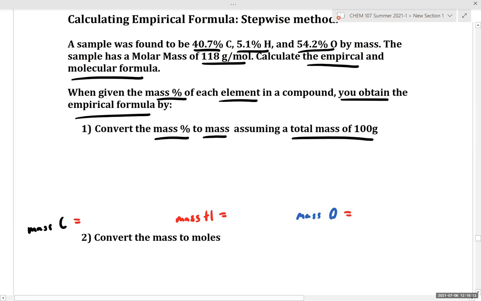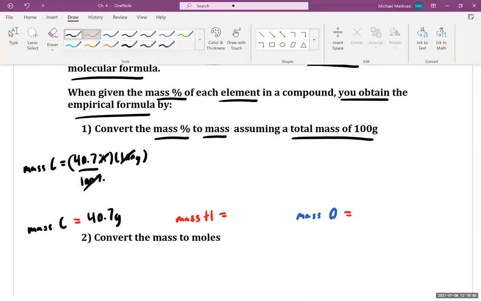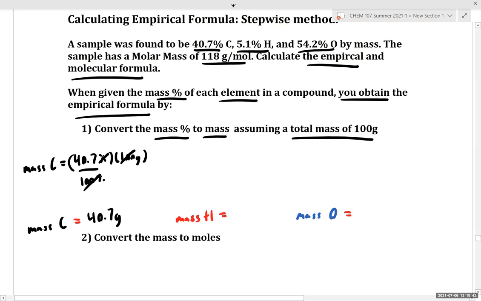So let me do an example to help spark this discussion. So we know we can calculate the mass of carbon from the mass percentage, which is 40.7%, and the total mass, which we were going to assume is 100 grams. That in turn gives us a mass of carbon of 40.7 grams. With that example calculation in mind, what would the mass of hydrogen be in this sample?